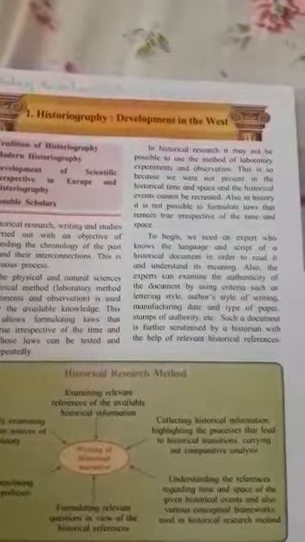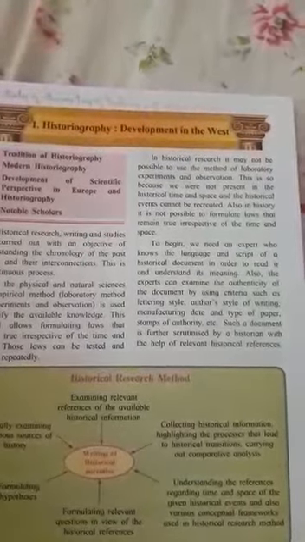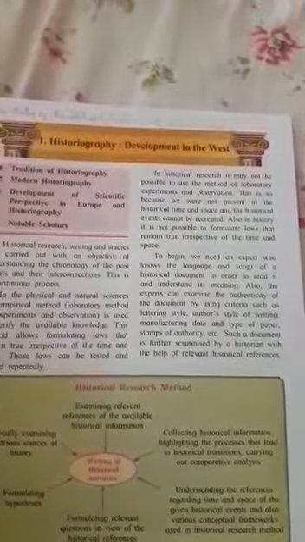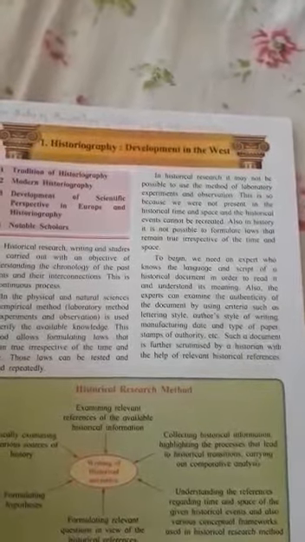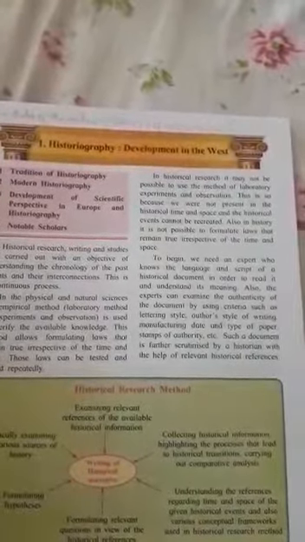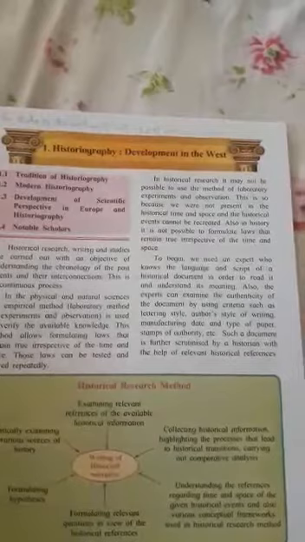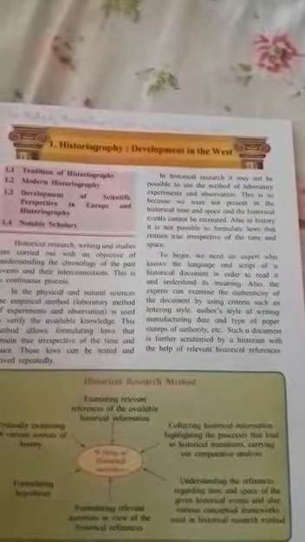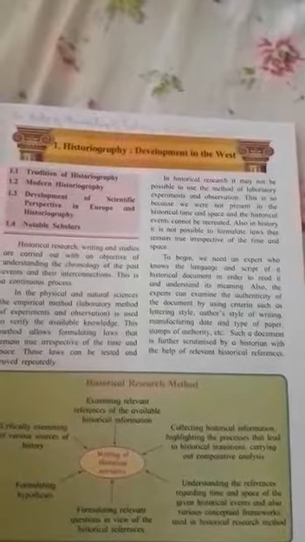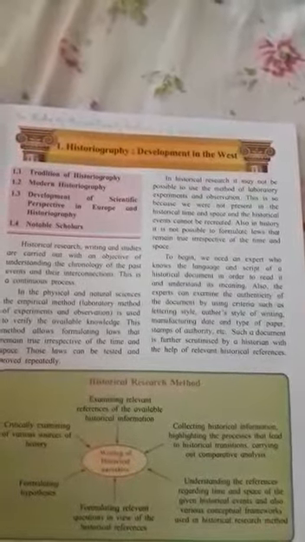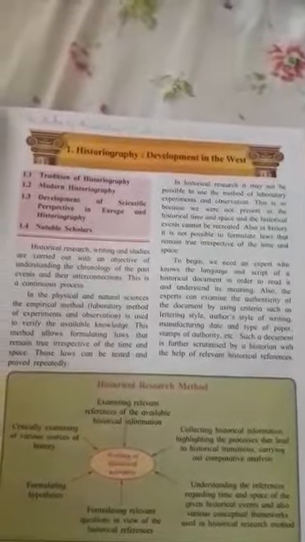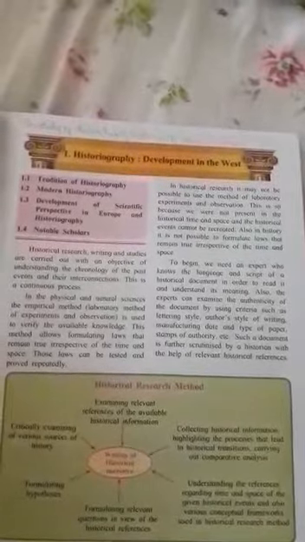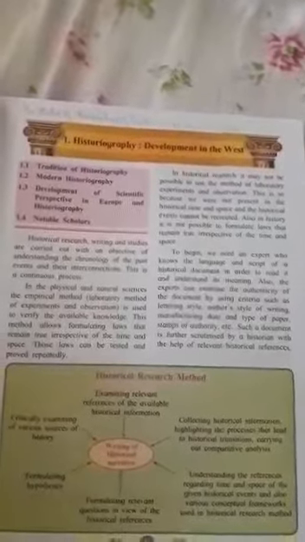To begin, we need an expert who knows the language and script of the historical document in order to read it and understand its meaning. Also, the experts can examine and authenticate the documents by using criteria such as lettering style, the author's style of writing, manufacturing dates, type of paper, stamps of authority, etc. Such a document is further scrutinized by a historian with the help of relevant historical references.